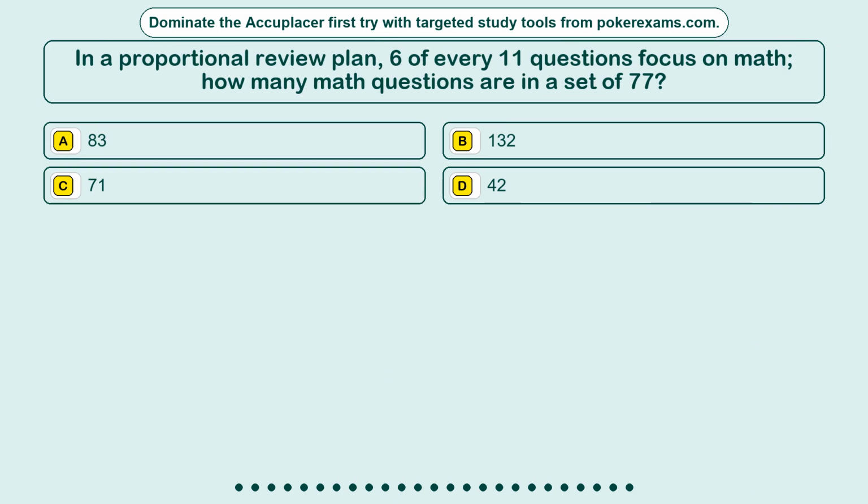Question 5. In a proportional review plan, 6 of every 11 questions focus on math. How many math questions are in a set of 77? Option A, 83. Option B, 132. Option C, 71. Option D, 42.